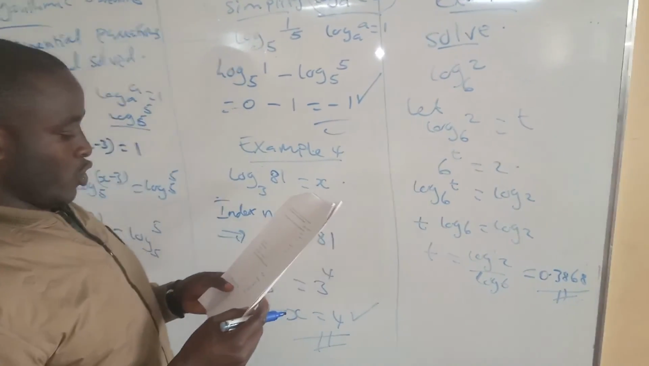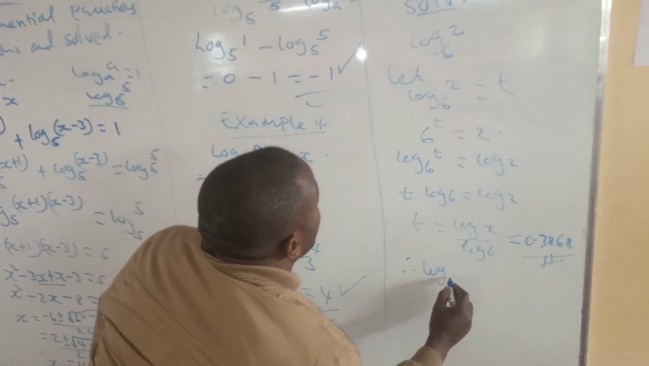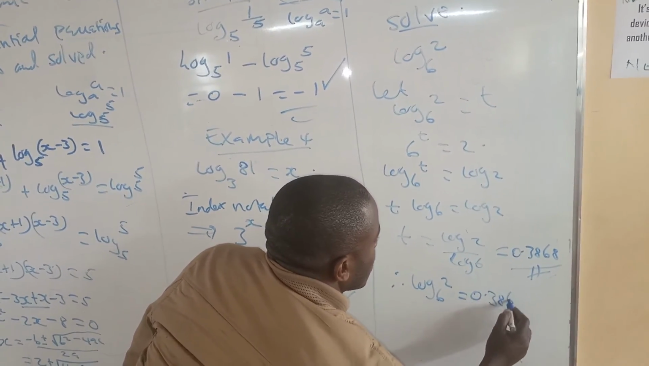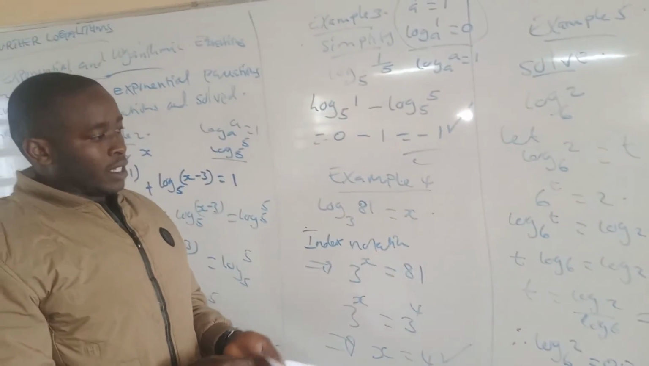And therefore, because we were asked to solve this, log base 6 of 2 is equal to 0.3868. So that is how we solve such a question.